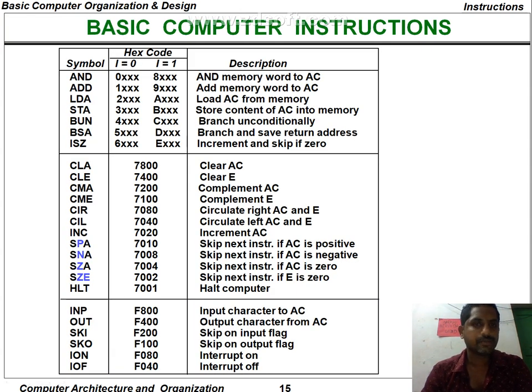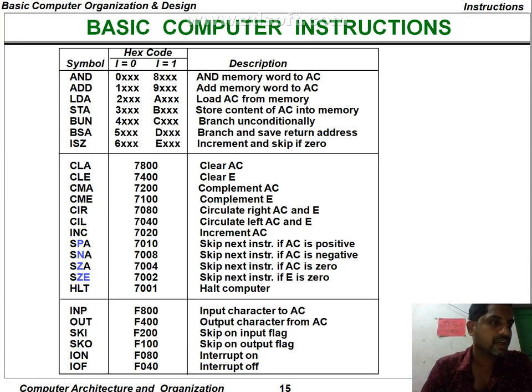See the basic computer instructions. See, this is the hexadecimal code. There is AND memory word to accumulator, ADD memory word to accumulator, LDA load accumulator from memory, STA store content of accumulator into memory, BUN branch unconditionally, BSA branch and save return address, ISZ increment and skip if 0.